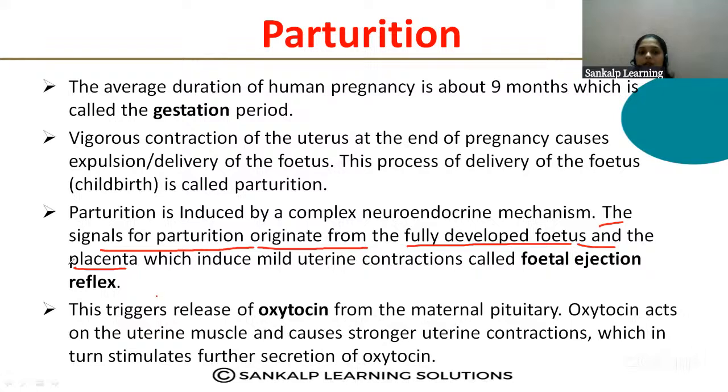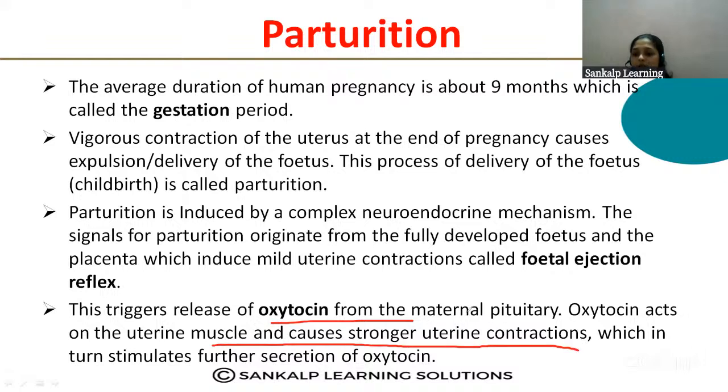Then this triggers the release of oxytocin. Oxytocin is a maternal pituitary hormone, and this oxytocin is released during the parturition. That causes stronger uterine contraction. For uterine contraction, this oxytocin is helping. From where is it releasing? It is releasing from the pituitary gland. Oxytocin is released from the pituitary gland.